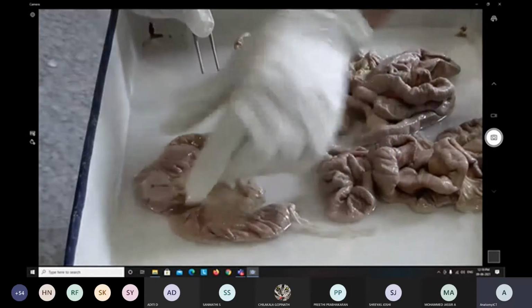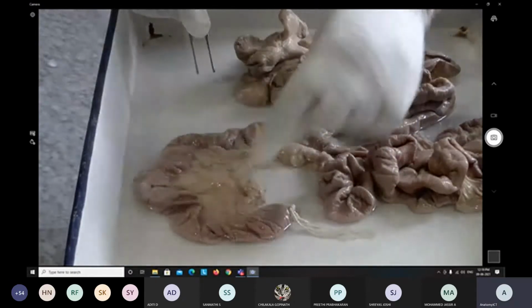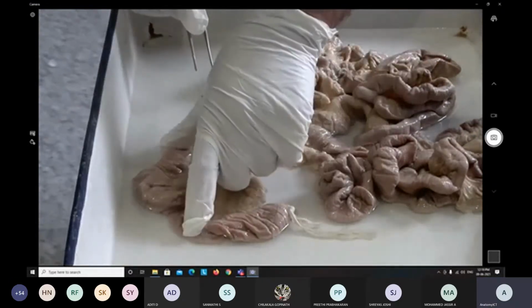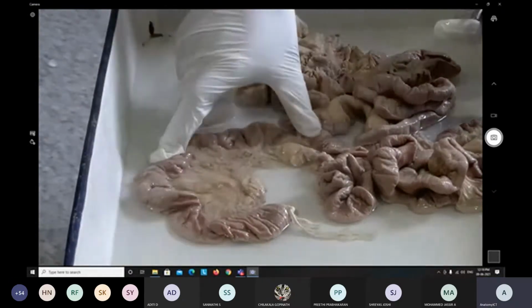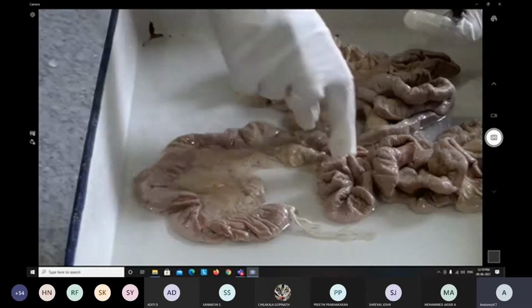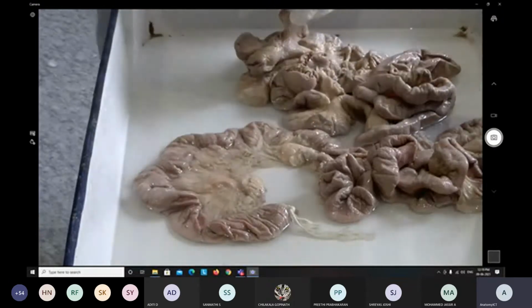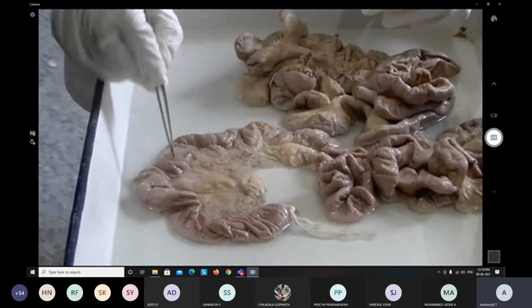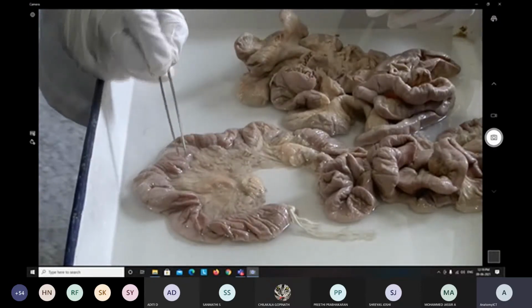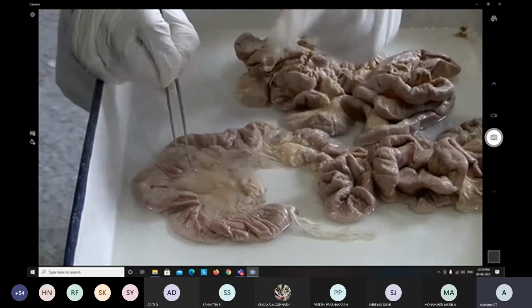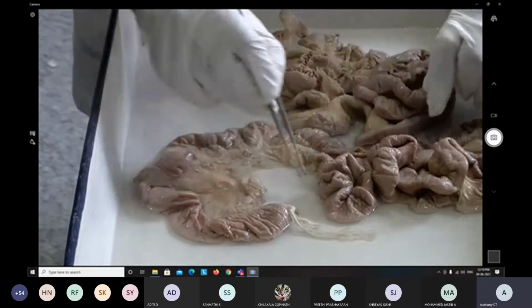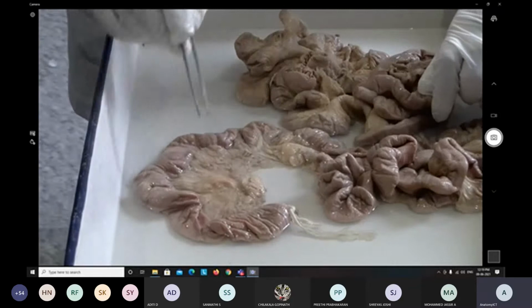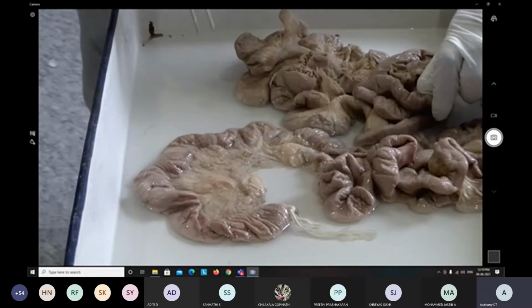Now the first part, second part, third part, and fourth part. The first part is 5 centimeters in length. The second part is 7.5 centimeters in length. The third part is 10 centimeters in length. The fourth part is around 2.5 centimeters. In that 25 centimeters, the second part of 7.5 centimeters plays a very important role. The reason is that the pancreatic duct and the bile duct open into the second part of the duodenum.